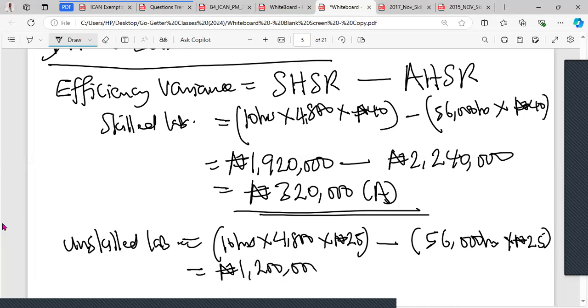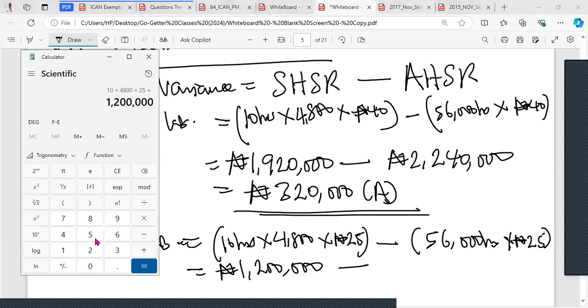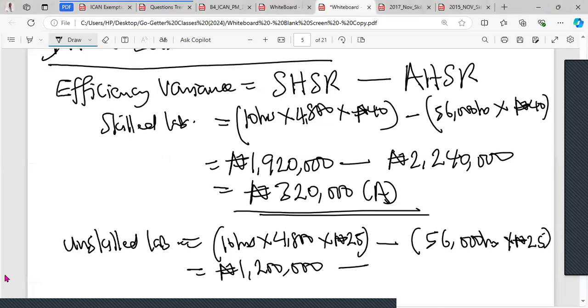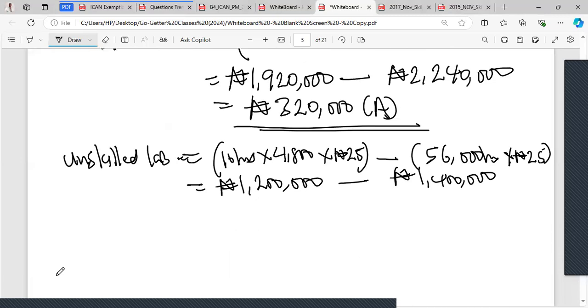1,200,000 minus 56,000 hours multiplied by 25 gives me 1,400,000. Now this is 1,400,000. Plus 200 minus 400 will give us 200,000. So this is going to give us 200,000 adverse.